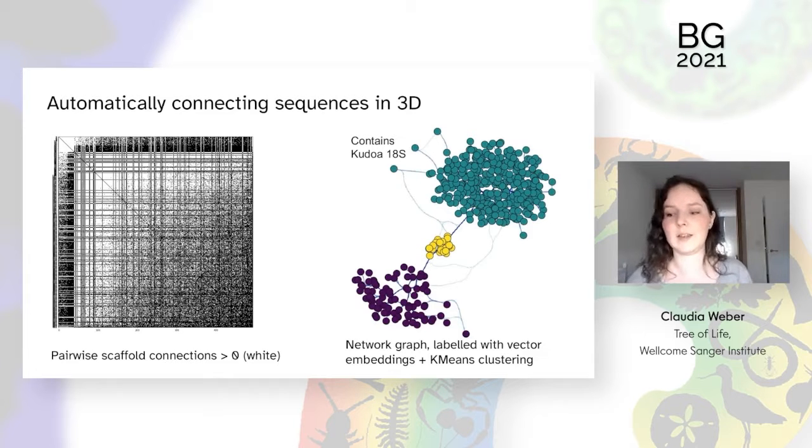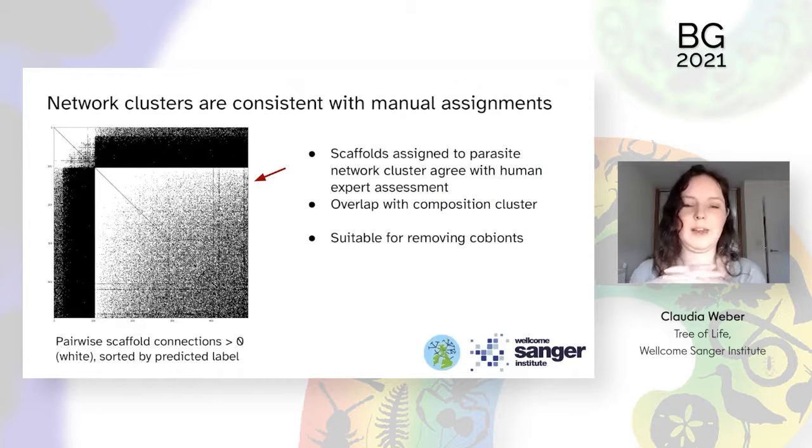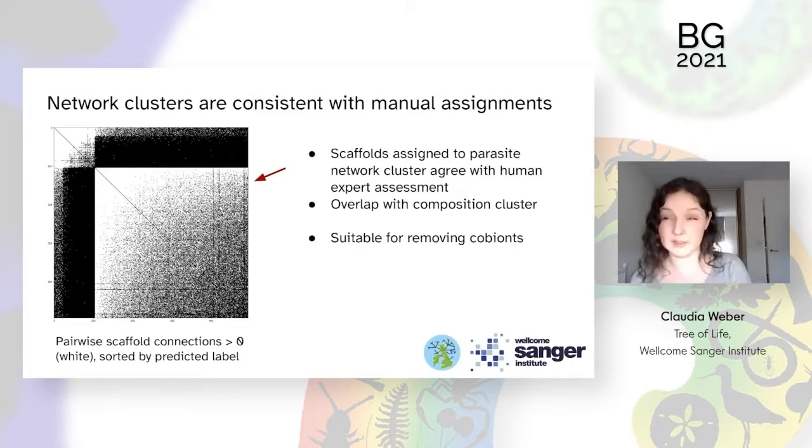In order to be able to extract these efficiently, I generated a set of embeddings, which gives you a measure of how similar these things are to each other, and used that to label them, which are the colors that you can see in this plot here. When I now resort the matrix based on these labels, we can see it's a lot tidier, and there's definitely something that stands out here. More importantly, we found that the network clusters are also consistent with manual assignments that were made by curators, and there's an overlap with the composition cluster as well, which suggests that adding this information is suitable to help remove contamination.